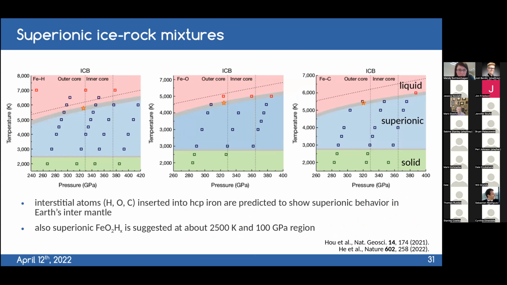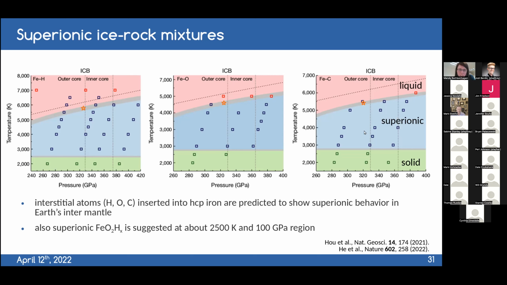There's actually been some work already by other groups, and I just want to show you quickly. For example, here people set up an HCP phase of iron and then introduced some interstitials of hydrogen, oxygen, and carbon. They always find a superionic phase. Every blue region here, for all three different compositions, is a superionic phase.